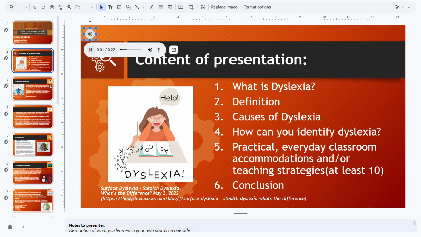The key points we'll focus on in this presentation are: what is dyslexia, the definition of dyslexia, the causes of dyslexia, how we can identify dyslexia, as well as practical everyday classroom accommodations and all the teaching strategies.